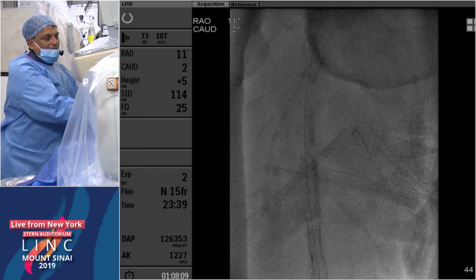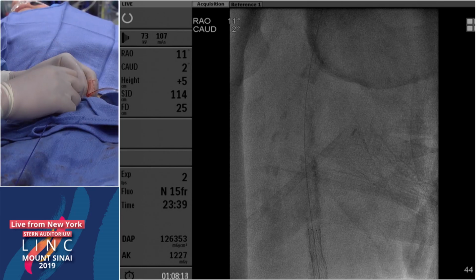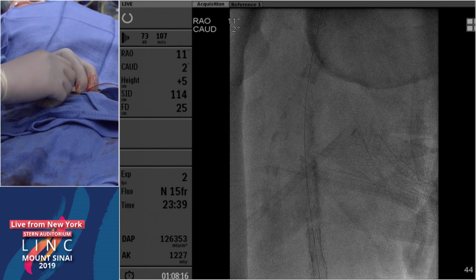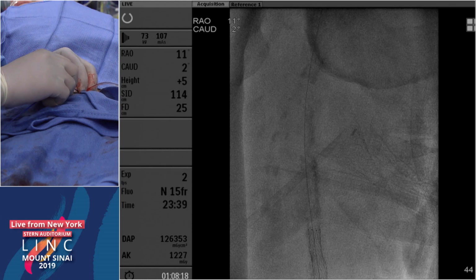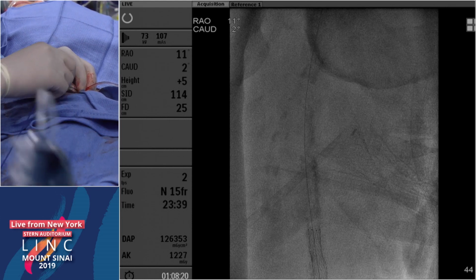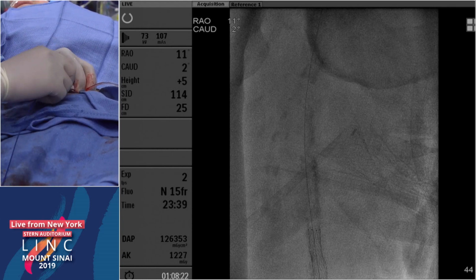And then after a month, we switch him off the aspirin and just put him on Plavix and Xarelto. And what we will do is keep this on. For him, I would keep it on at least for a year.